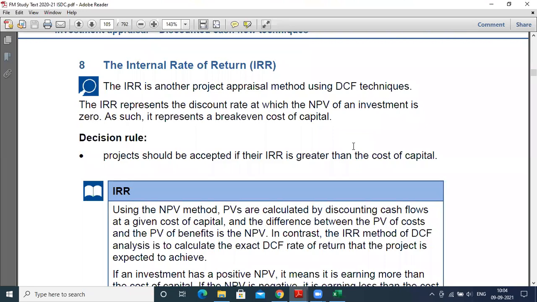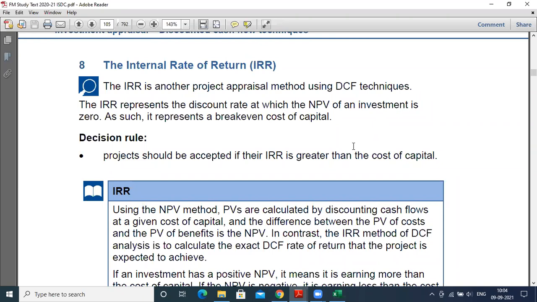Now the next method of investment appraisal technique is internal rate of return, or we generally say IRR. IRR represents the discount rate at which NPV of an investment is zero. It means what should be the discount rate at which we will get NPV as zero.